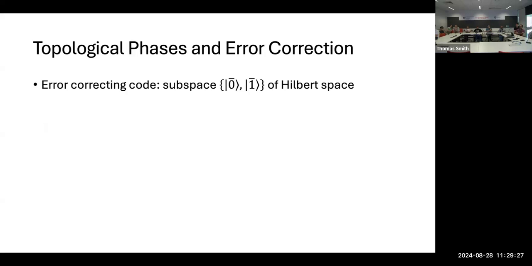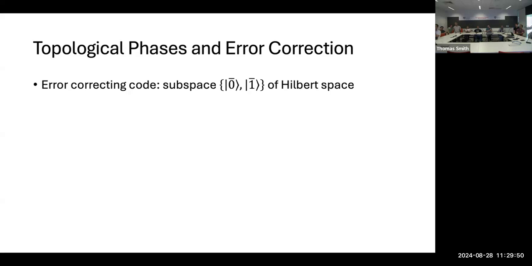Certainly the first time I encountered topological phases was in the context of error correction in the toric code. And so I think it helps to put this in that context, given the interests of the group. So first of all, maybe I don't need to recall what an error correcting code is. Completely generally, not saying anything about stabilizers.